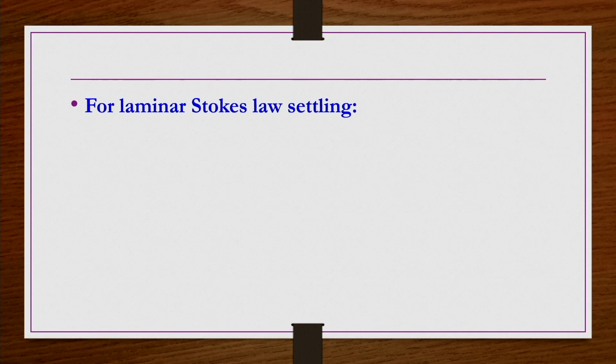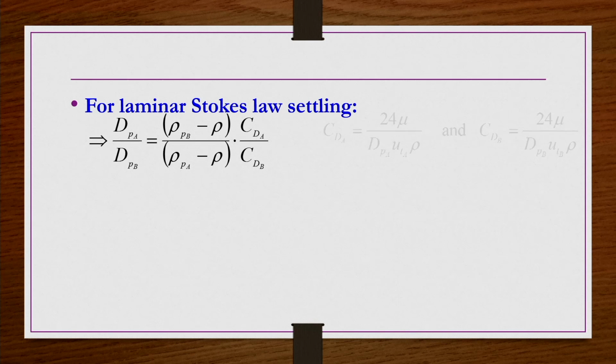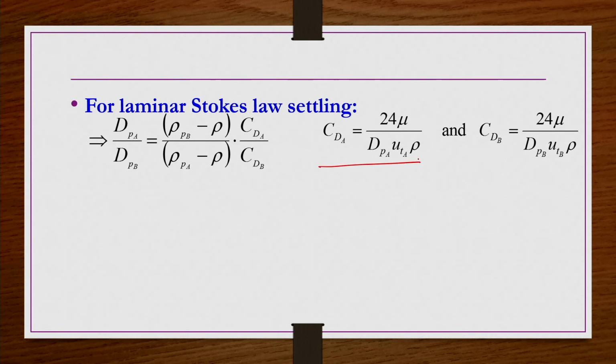Similarly, for laminar Stokes settling velocity, we know that CD is 24 by RE, or 24 mu by dP UT rho. So, for A, it is dPA UTA, and this rho is the density of the liquid, it is not for the solid. So, you cannot have a rho A kind of thing here, it is for the liquid. Rho PA and rho PB are for the A and B type particles. Similarly, CDB is 24 mu by dPB UTB rho.